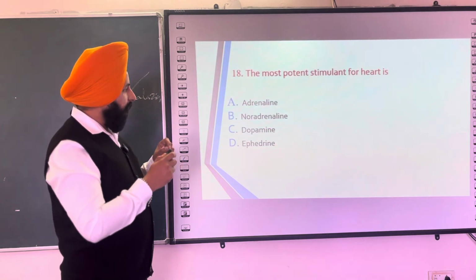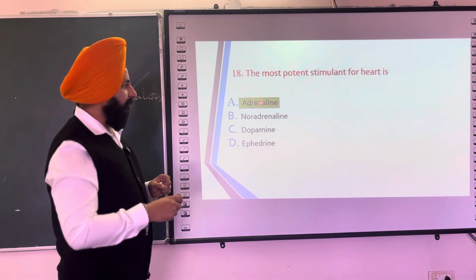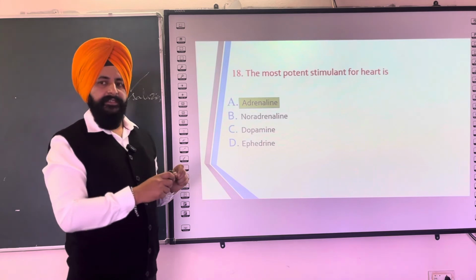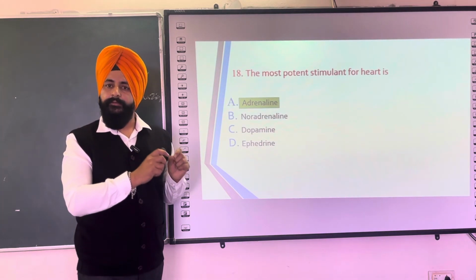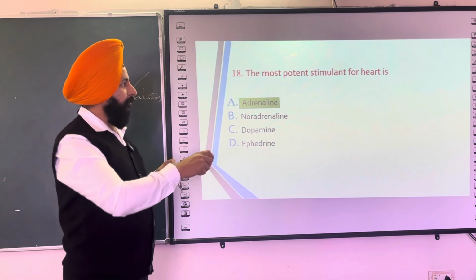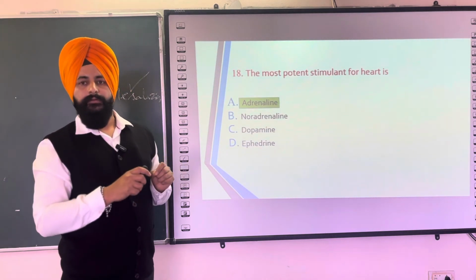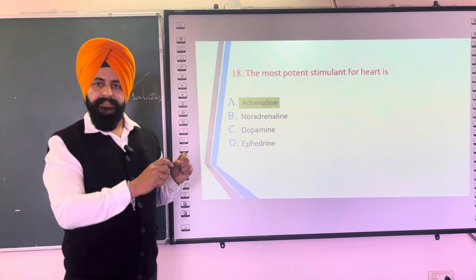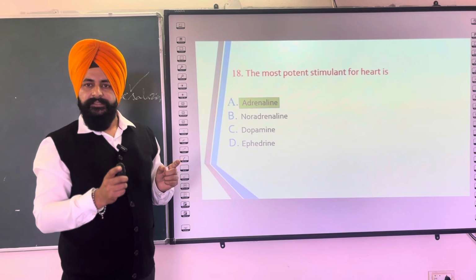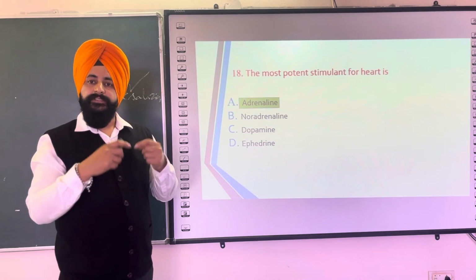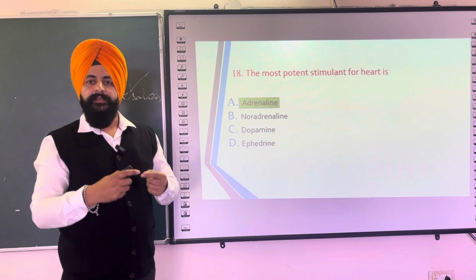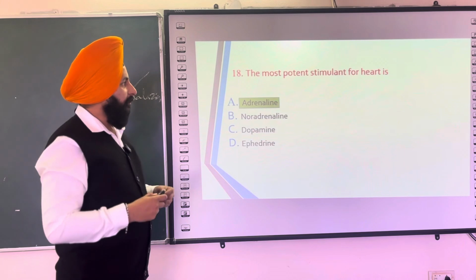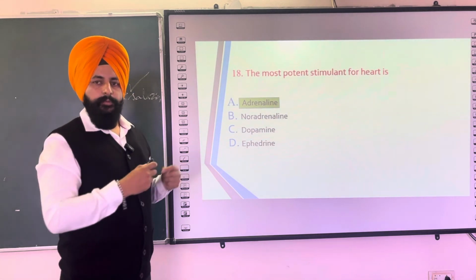The correct answer for this question is adrenaline, because adrenaline directly increases the heart rate, but it is a negative inotropic agent. So if the option is which one is a negative inotropic agent, it is adrenaline. The reason is adrenaline can increase the heart rate, but it also increases the oxygen demand of the heart.